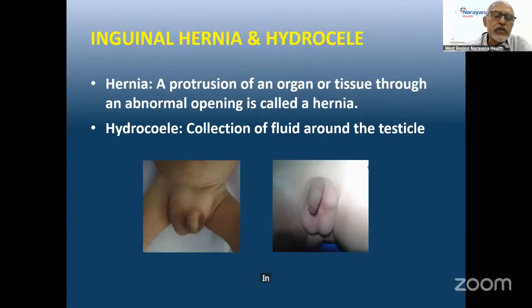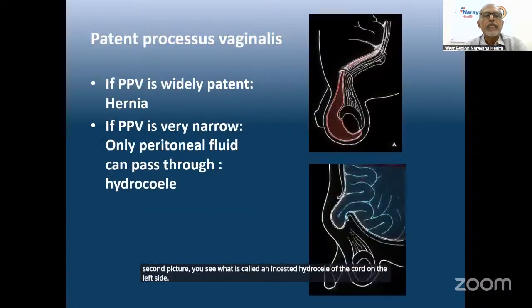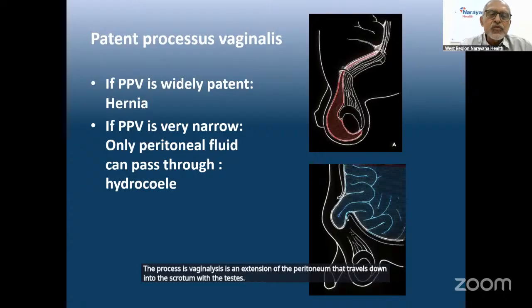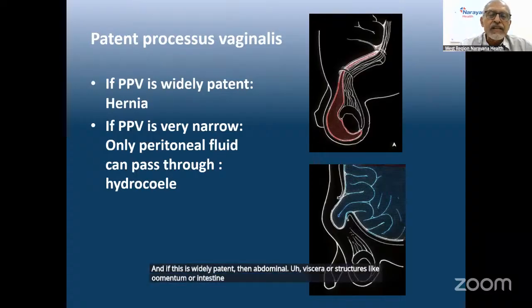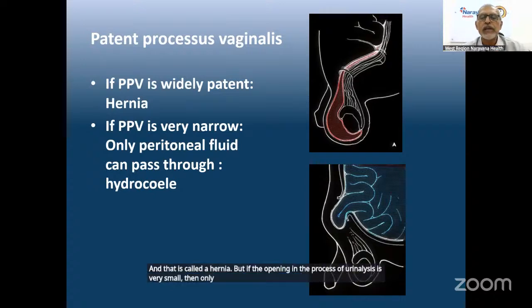In the first picture, you see a large right-sided inguinal hernia. In the second picture, you see what is called an encysted hydrocele of the cord on the left side. Now, both a hernia and a hydrocele are because of a patent processus vaginalis. The processus vaginalis is an extension of the peritoneum that travels down into the scrotum with the testes. And if this is widely patent, then abdominal viscera or structures like omentum or intestine can enter this processus vaginalis, and that is called a hernia.